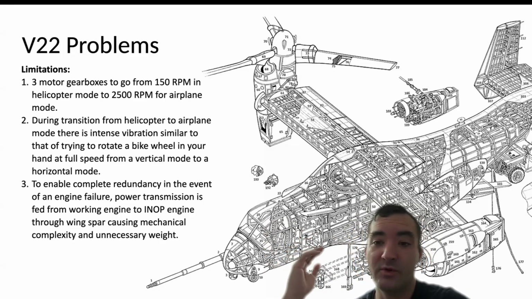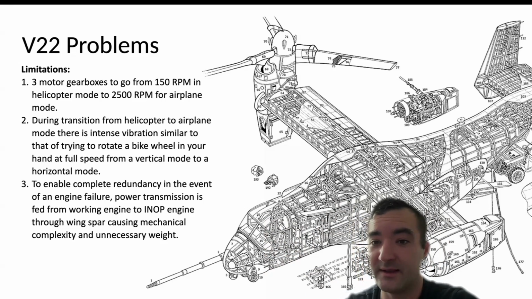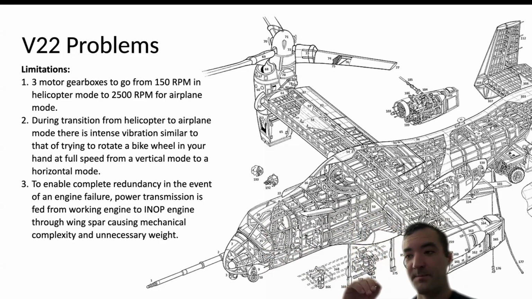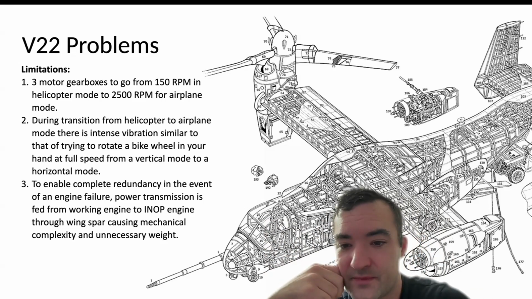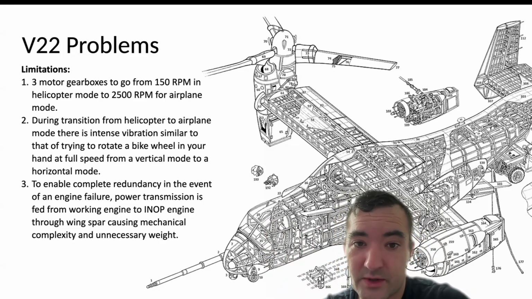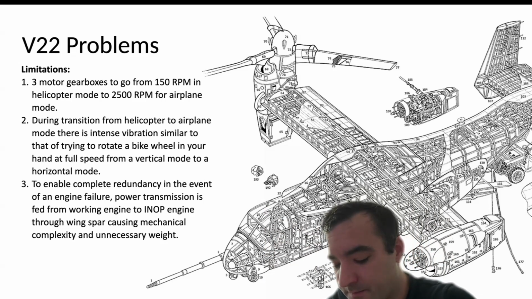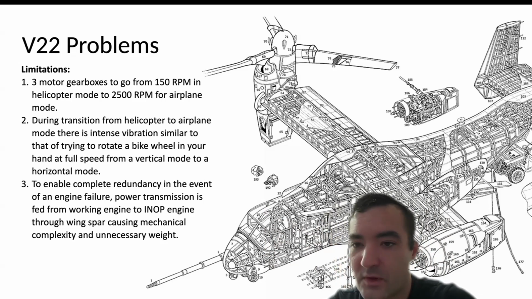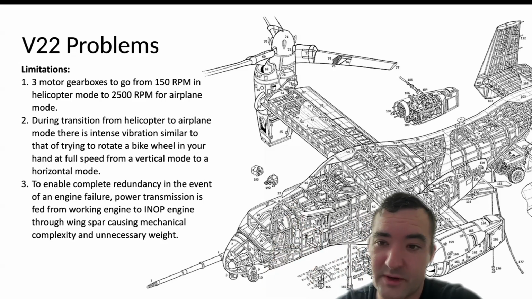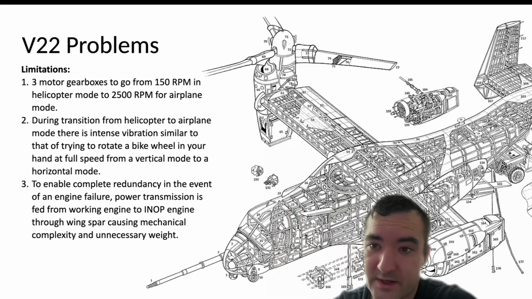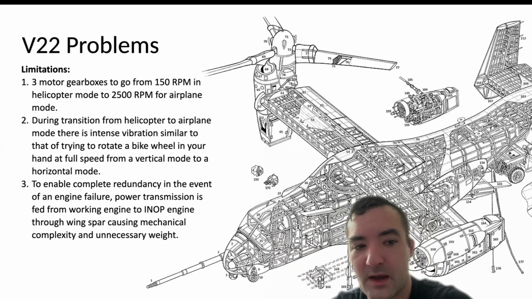And the reason why you move the prop into an airplane configuration is because all of that lift is being substituted by the wing spar itself. So that's the only reason why you move into airplane mode. So now you have this problem where you're taking the prop from 150 RPM to 2,500 RPM. And you have to move through three gearboxes to be able to get to that speed during the transition for flight.